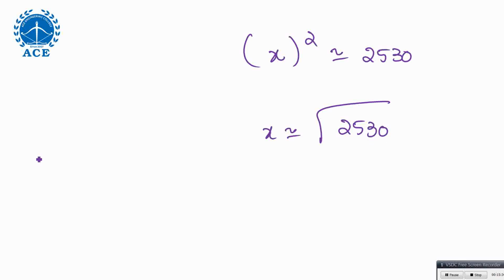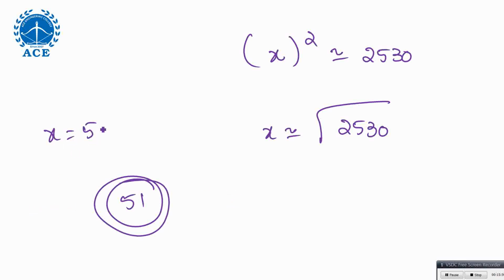50 square is how much? 2500. Adding to that, more than 2530 means x will be 51. You have to add something to that, right? They are asking. Okay, 50 square is 2500. We need to add something, then the next perfect square is required. Means we want 51 square. The answer is not 51, the perfect square required is 51 square.